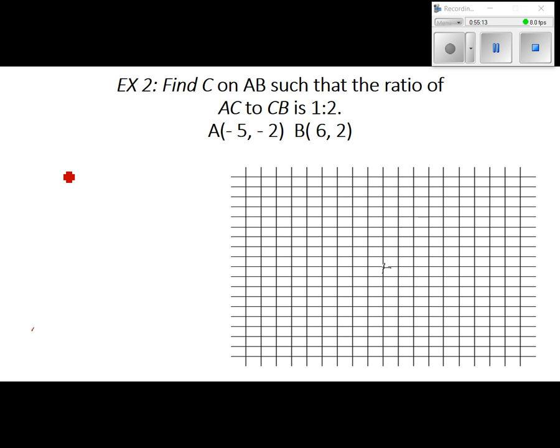I'll graph them up here. Let's see, we got -5 and 6. Got 2 and -2. Doesn't really have to be right in the middle this time. We'll do something like this. -5, 2. That's point A. Point B. That's terrible.